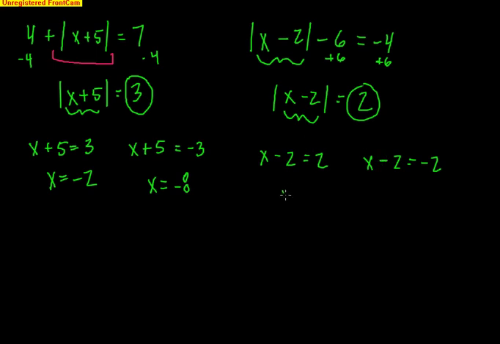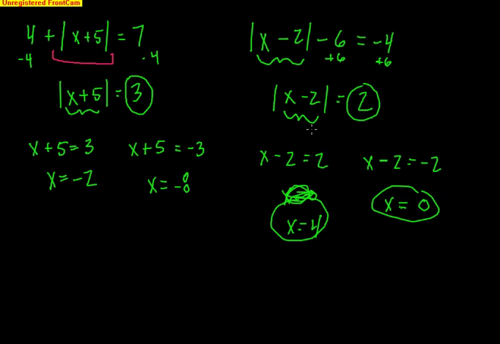So solve. Add 2, I get x equals 0. Add 2, oh no, wait a minute. Add 2, this one, excuse me. If you add 2, you get a 4 there, apologize. Add 2 here, you would get a 0. So both of these are solutions. Let's just check them real quick.